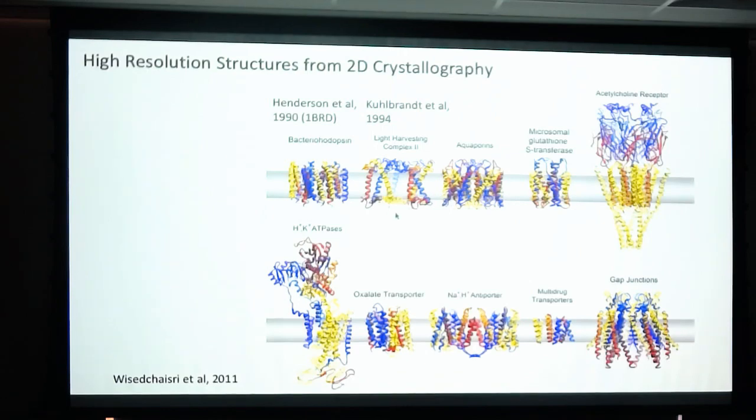Then in the 90s and early 2000s, other proteins came out: light harvesting complex, aquaporins, glutathione transferase, different pumps and transporters. The acetylcholine receptor is a bit of an outlier, because it was actually solved by helical reconstruction, which is a similar technique, but a little bit different. You're going to be hearing about the helical next week. But all of these were the early, really strong success stories of EM to get reasonably high resolution structures.